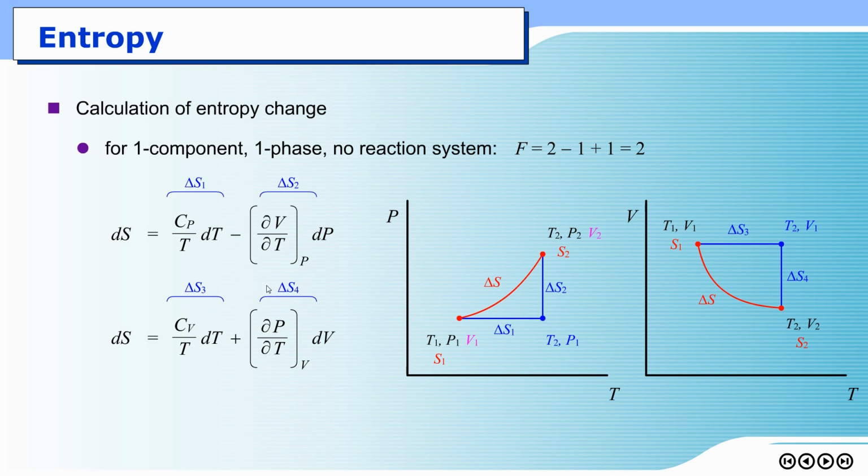Secondly, if you consider the second term here and there, it requires differentiation. So if you use a simple equation of state, for instance, the ideal gas law, finding either term is equally simple.